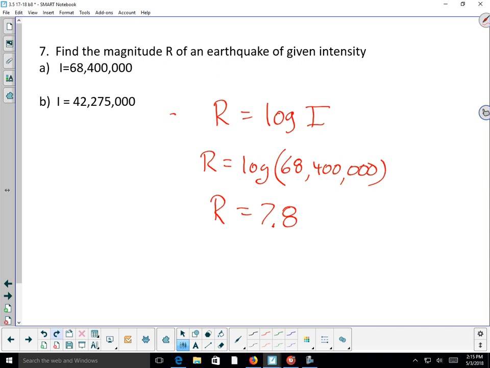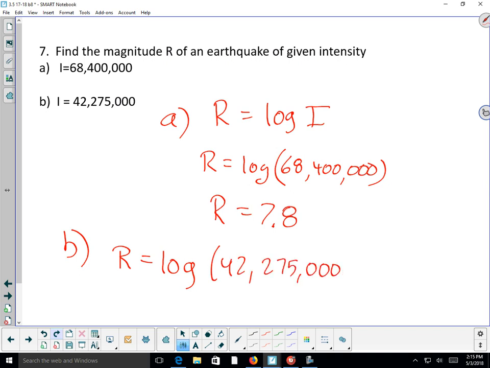Okay, so that's for part A, and then for part B, we would want to do the same thing, except we want the log of 42,275,000. Are we okay with this? Okay? And what does this one turn out to be? 7.6. So the Richter scale rating for this one will be 7.6.